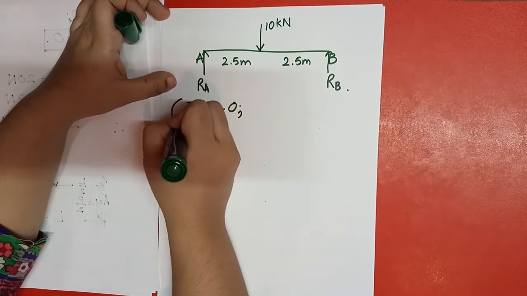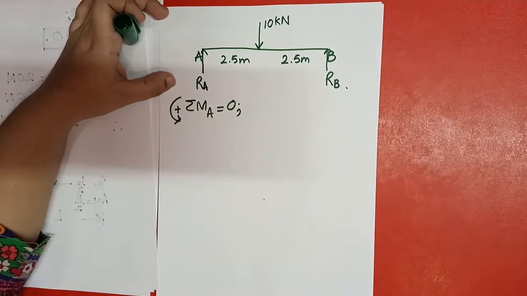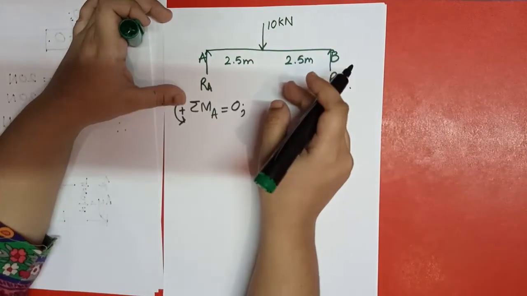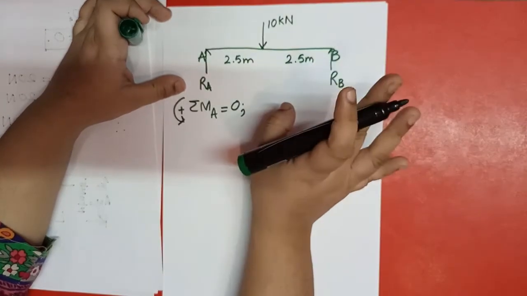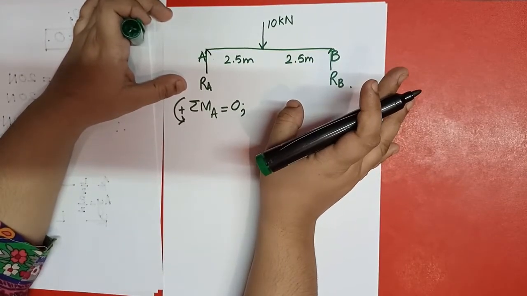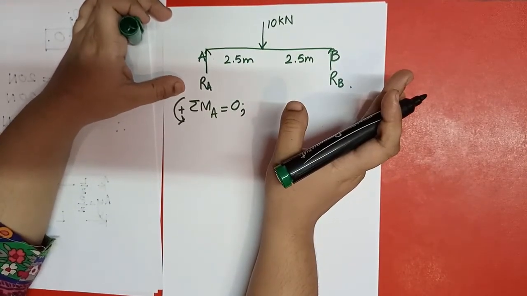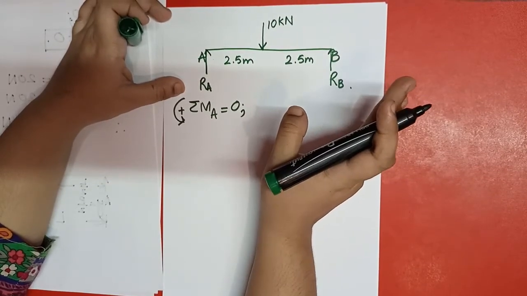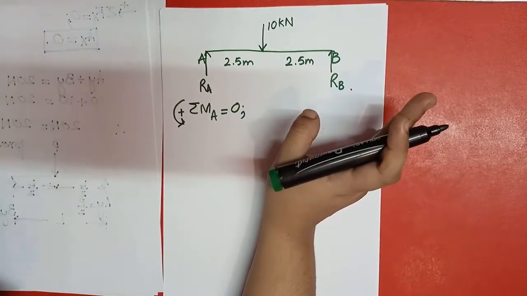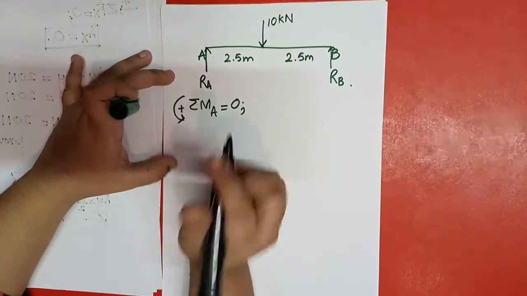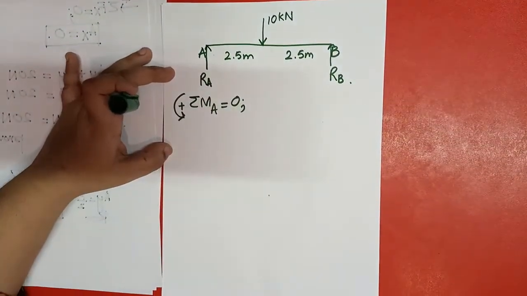And I am taking the anti-clockwise direction as positive. Normally students or teachers take the clockwise direction as positive, so it's up to your choice. It depends upon you, whatever you want to take as positive and whatever you want to take as negative, but always follow only one rule, and you should go forward accordingly. So for example, I am summing up the moment at A.